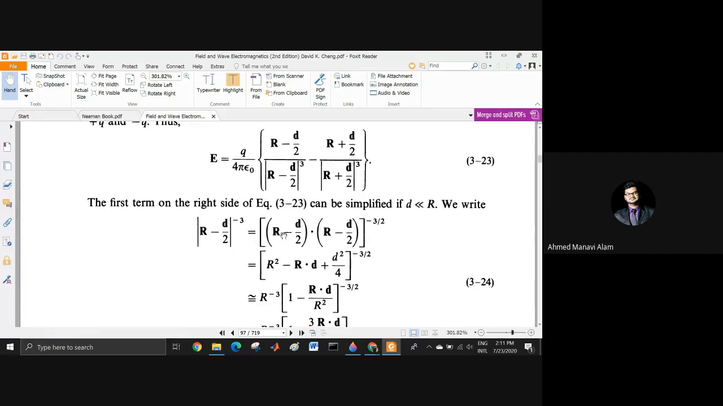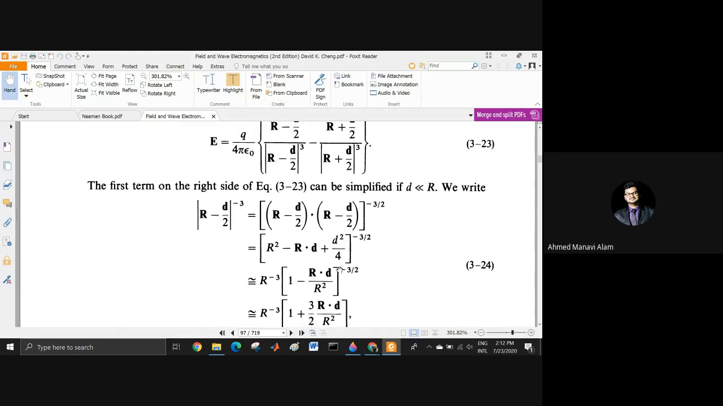Now they do the dot product, r dot r, that means r square, then r minus d by 2. This will be r minus d by 2, this is minus d by 2 minus d by 2, d square by 4, and plus this is r into d. Simple, very simple. So r square minus r dot d plus d square by 4.